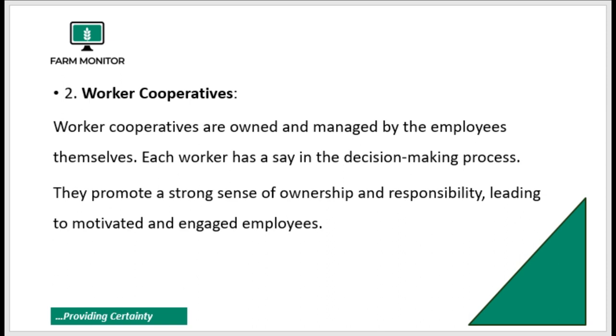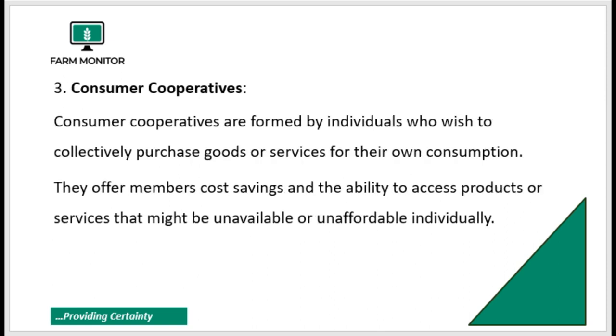There are certain disadvantages. Decision-making can be slower as every member has a say and then everybody will want to say his say. Challenges may arise if there is a need to raise capital, as members may have limited personal funds to make investments. Then number 3 is consumer cooperatives.